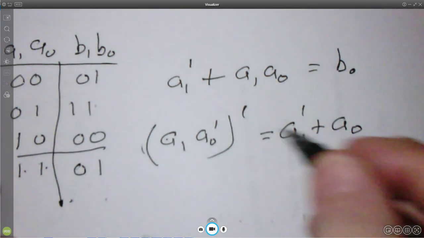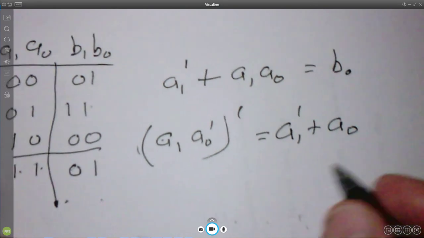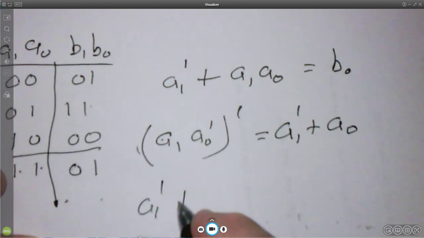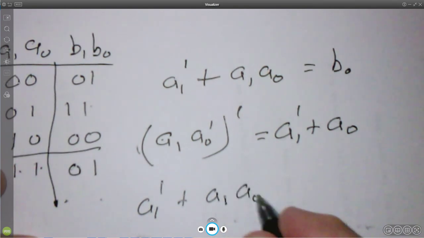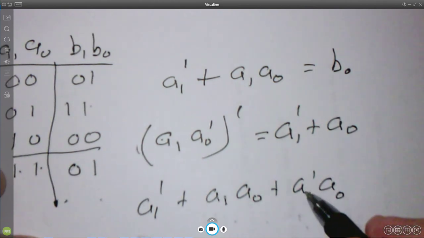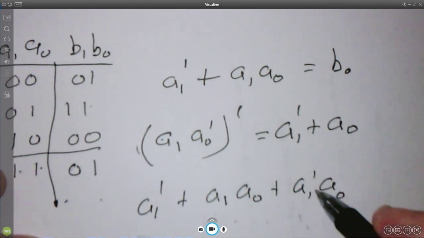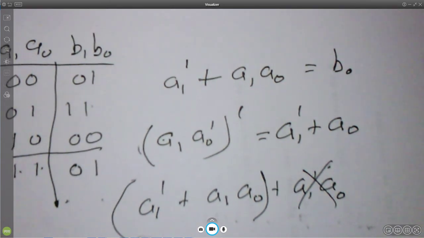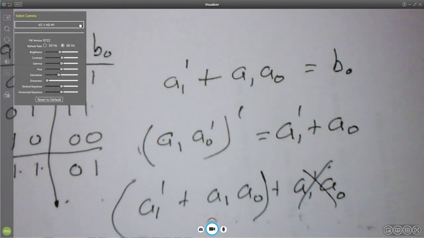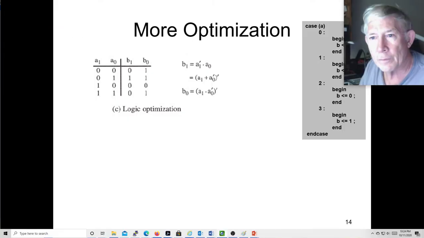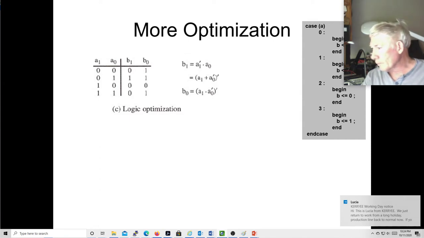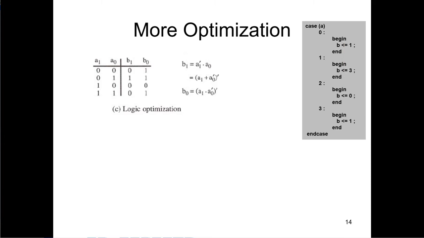Why does that not work? Oh, A0. Right. And so then that's the same as A1 prime plus A1, A0 plus A1 prime, A0, but this one goes away. So then you wind up with that. All right, so anyway, that's how that works. Okay, let me switch this back.